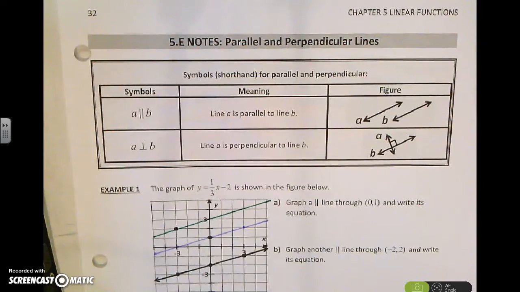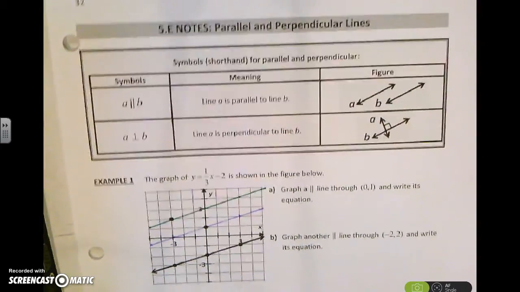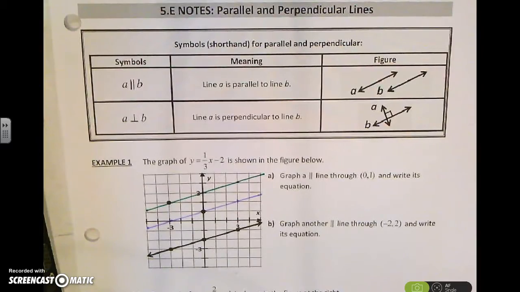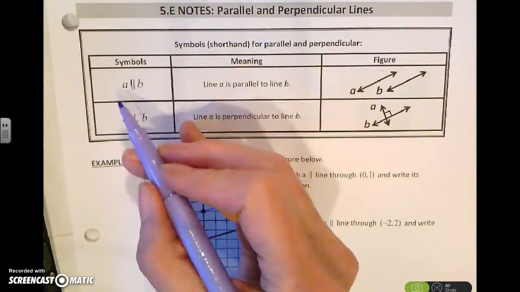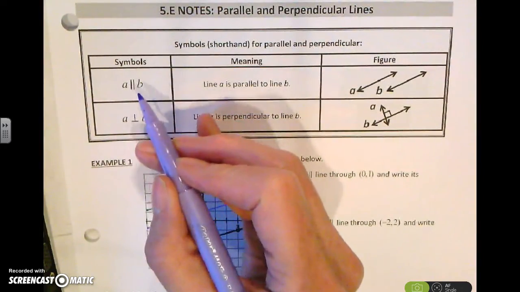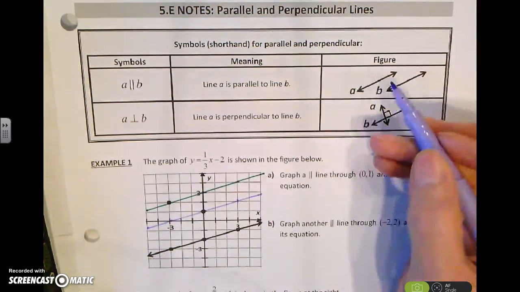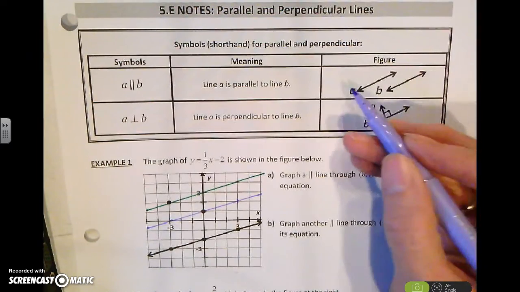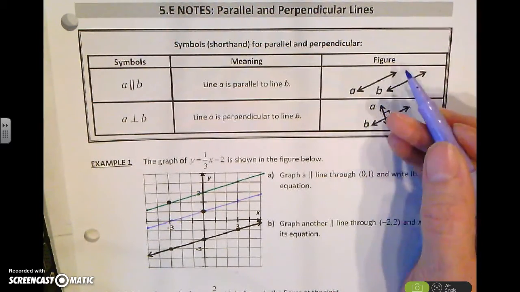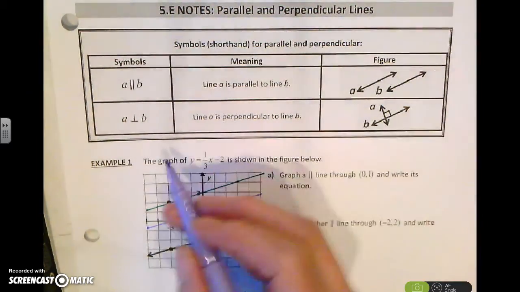When talking about parallel and perpendicular lines, we often use symbols as shortcuts. This symbol here, these two vertical lines, means A is parallel to B, and it indicates that these two lines, the lines A and B, run parallel to each other.